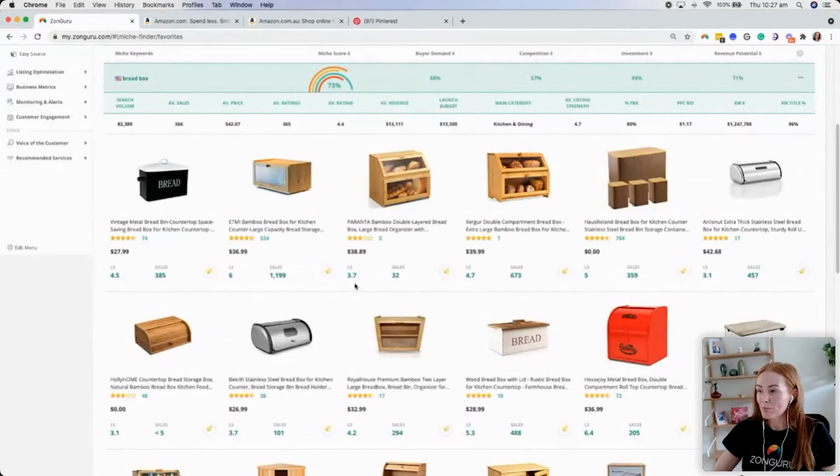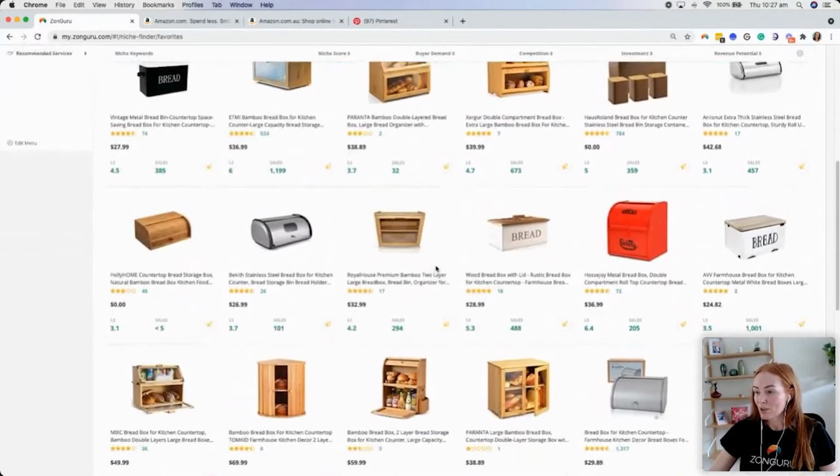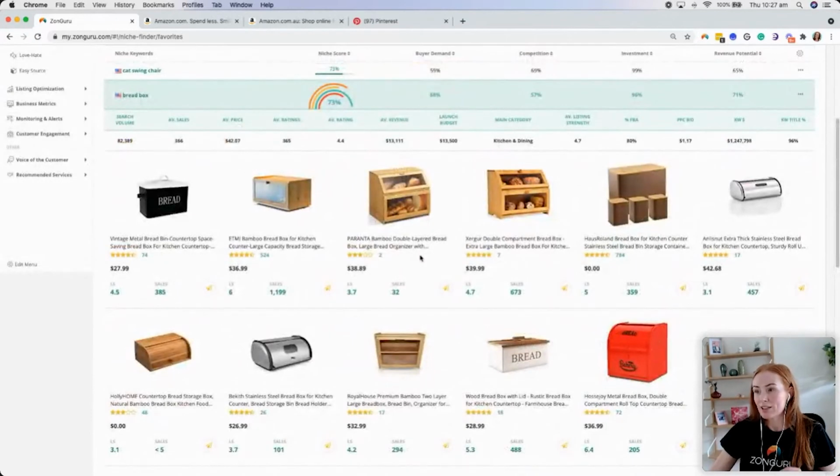Good old bread box. I know I wanted to find one of these for my own home the other day. These products are all meeting that criteria that I was looking at. Look at the search volume on this one, 82,000. And it only has average ratings of 365. So really good niches.